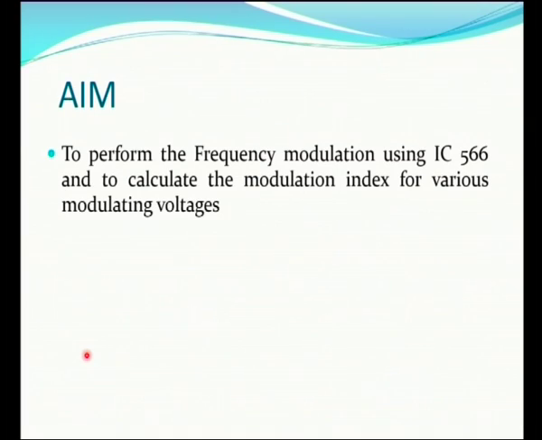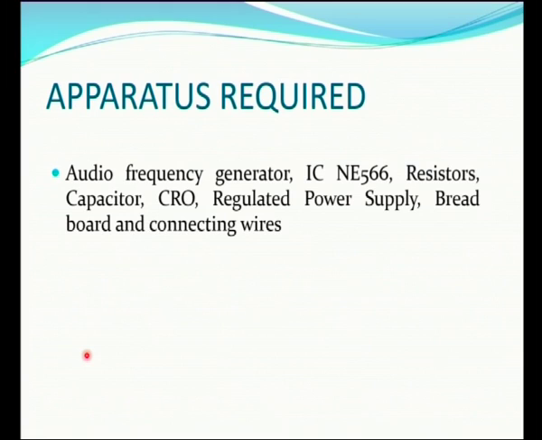Welcome to the UGC lecture series for BSc Honours. In this session we are going to see the frequency modulation experiment. The aim of this experiment is to perform frequency modulation using IC 566 and to calculate the modulation index for various modulating voltages. To perform this experiment, you need an audio frequency generator, the IC 566, resistors, capacitors, CROs, regulated power supply, breadboard and connecting wires.